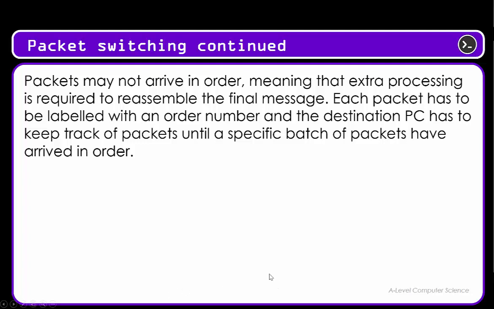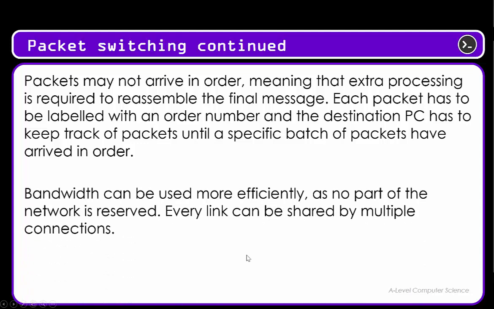As the data comes through, it's more efficient on the bandwidth because no part of the network is reserved, so you can take any route you want, and every link can be shared by multiple connections. So how does that affect us in terms of a protocol?